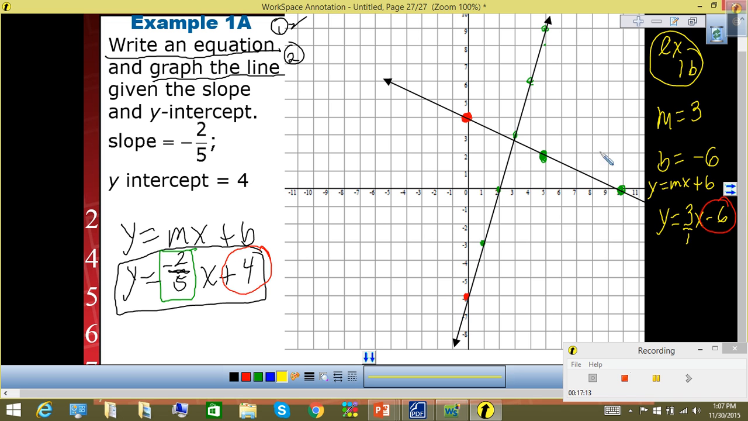Show me with your fingers how comfortable you are with writing an equation in slope-intercept form and graphing an equation. 1 out of 5, 1 being the lowest, 5 being the highest. I got some 4s, some 5s, some 1s. Okay. All right. 3s. All right.